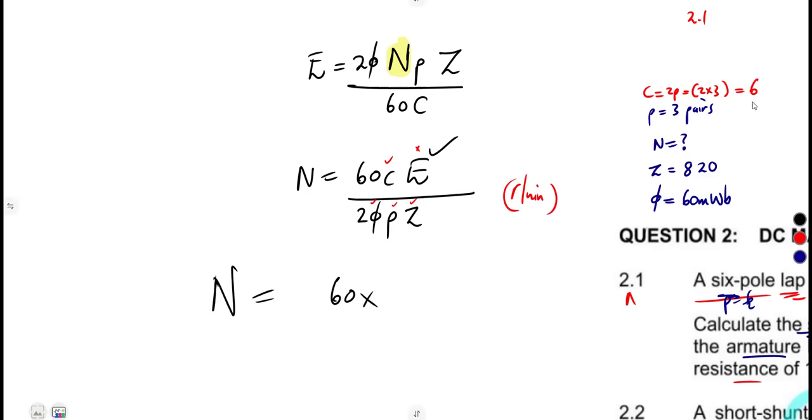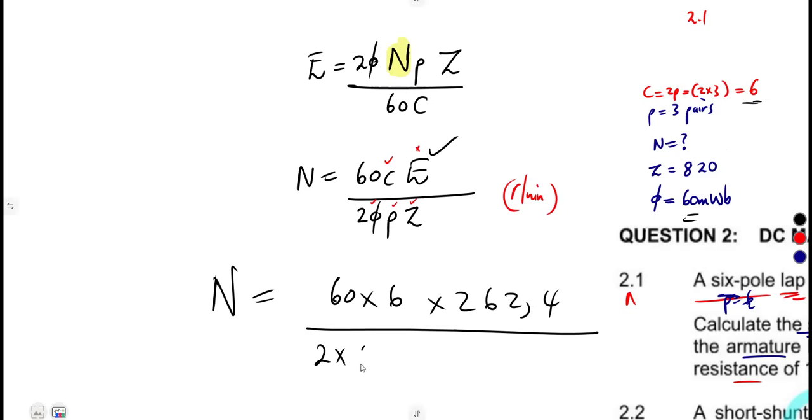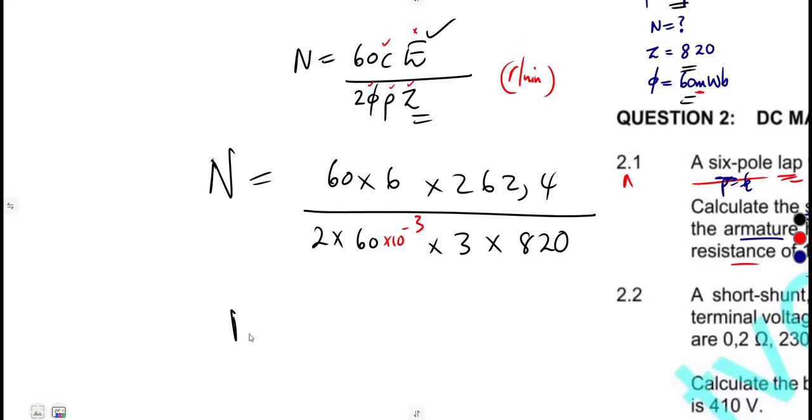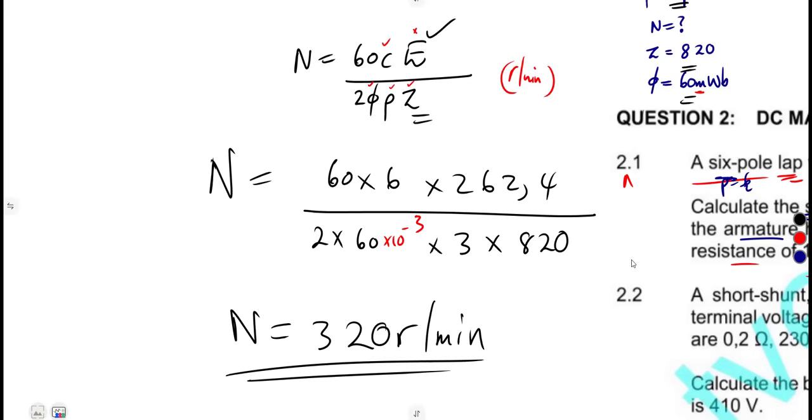We have everything here. C from the left, that's 60 times 262.4 over 2 times the useful flux, 60 milliwebers. So that's times 10 to the exponent of -3. All right, times the pair poles. How many pair poles? 3. Z is 800 and what? 20. So like I said, our answer is gonna be in revs per what? Revs per minute from this formula. That was going to give you 320 revs per minute, just like that.